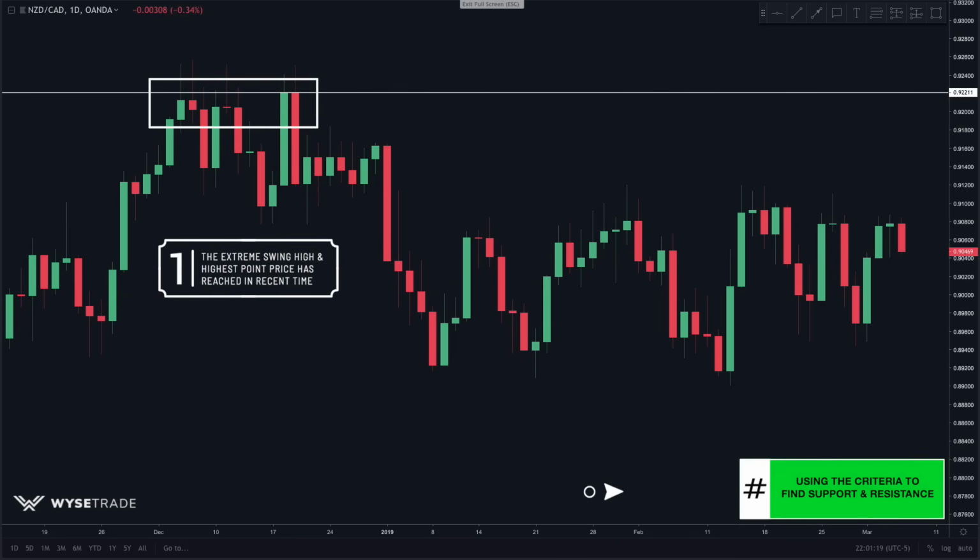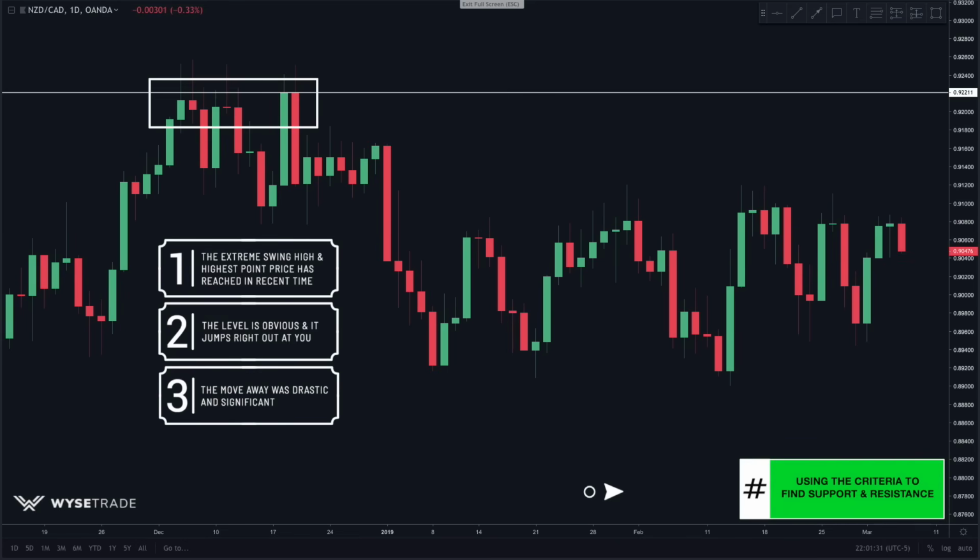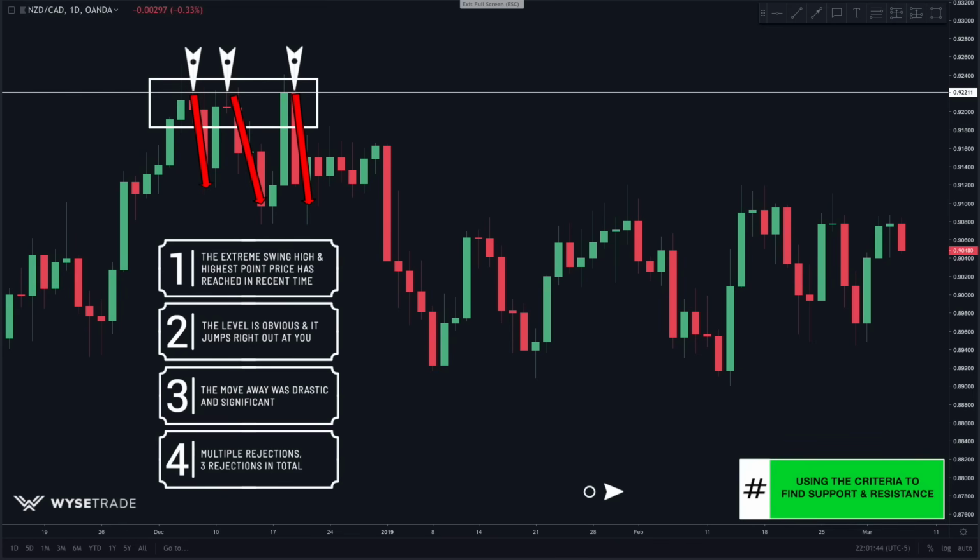1. This level is the extreme swing high, meaning it is the highest point that price has reached in recent time. 2. The level is obvious and it jumps right out at you, and you should have spotted it within seconds. 3. The move away was drastic, because as you can see, price reversed significantly after it got here. And 4. There were multiple rejections of this level, because if you look closely, there were 3 smaller rejections of this level. This is also what you can call a triple top.